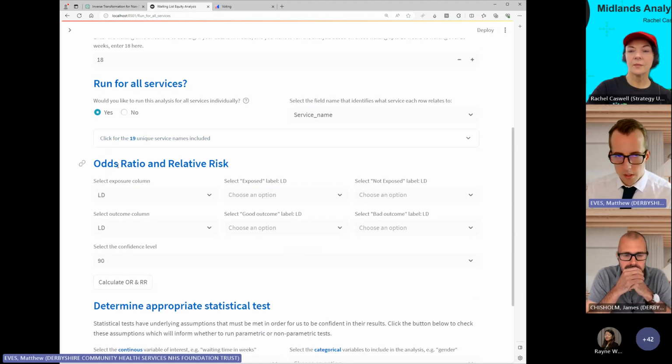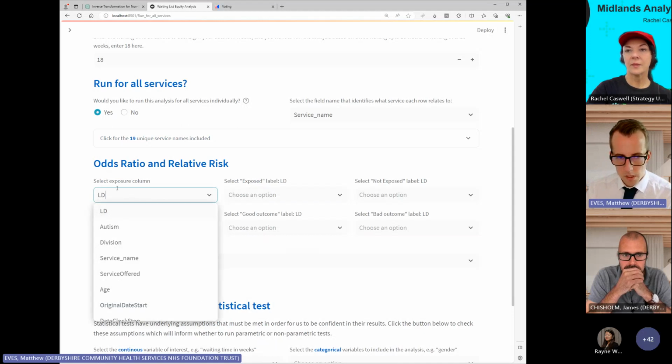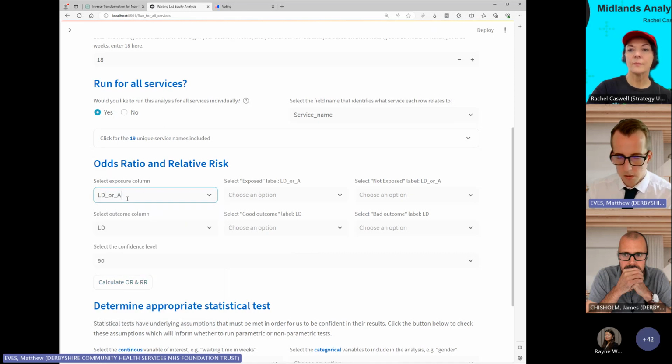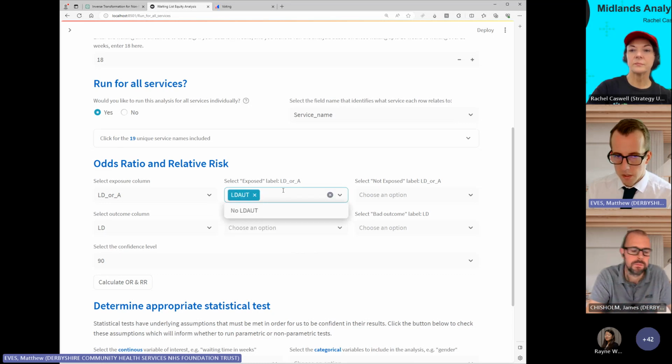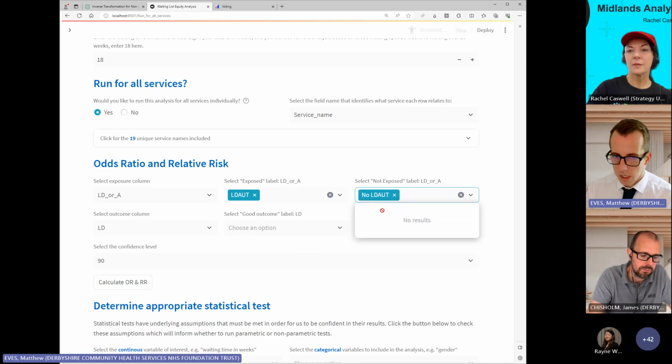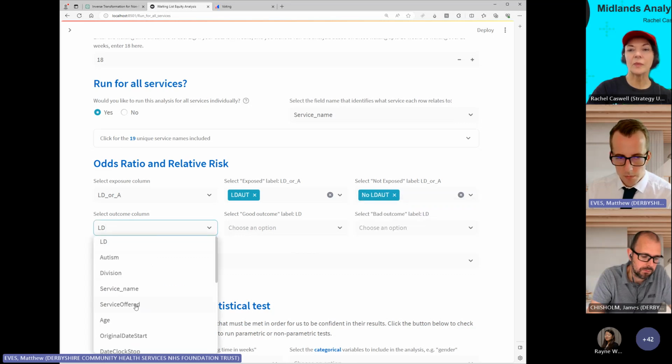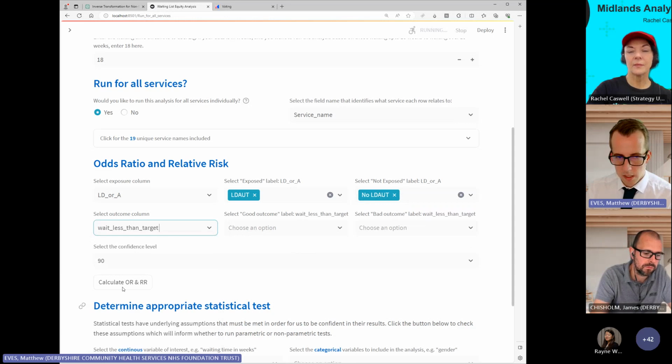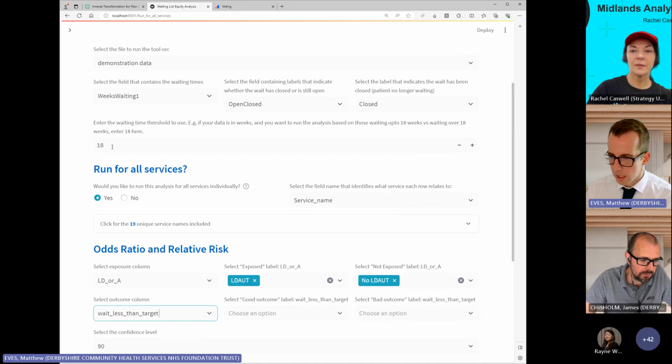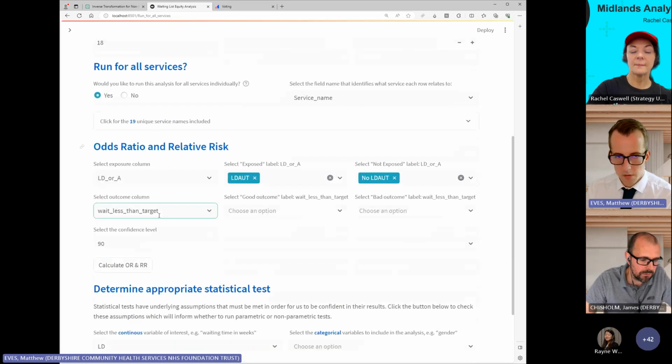And then set up the odds ratio and relative risk components. So exposure, in our case here, just to mirror the process example, LDRA. Exposed meaning in this case the patient does have an LD and or a diagnosis, or not exposed, so it doesn't. And the outcome would be, did they wait less than the target? Now this variable was created when we chose the threshold here. So we chose an 18-week threshold, and now there's a binary variable that indicates true if the waiting time is less than the 18-week threshold we chose, or false if it's not.